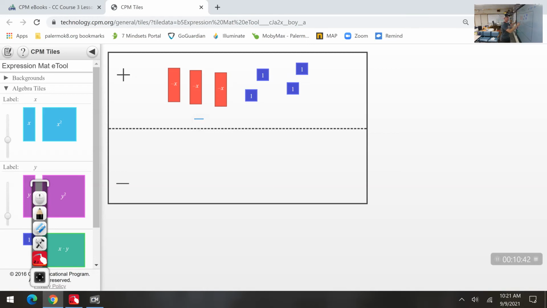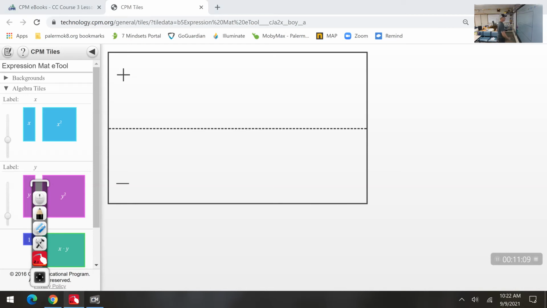Okay, this is negative 3x plus 4. Negative 3x plus 4. Notice when you draw these, these are empty and these are shaded. Okay, make sure you do that part. All right. So let's notice if you hit the refresh button, it'll clear your board.